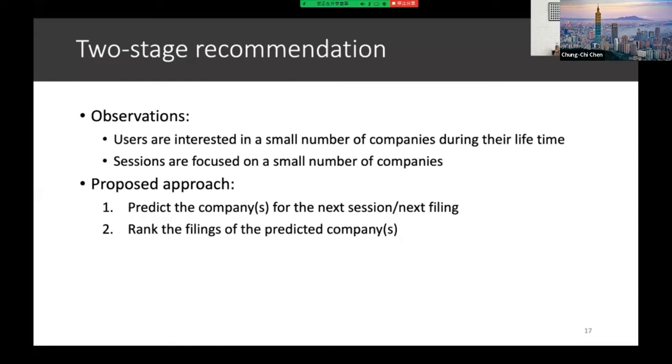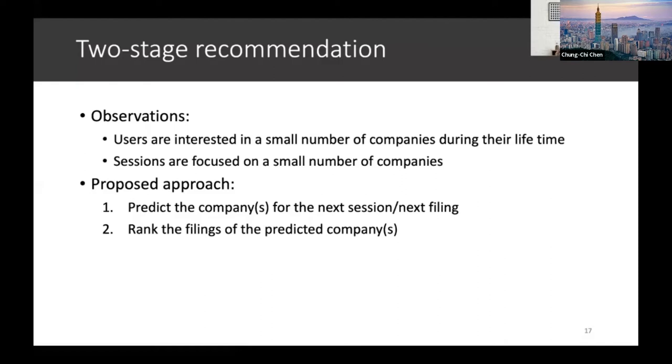And we provide some ideas for these recommendation tasks under a two-stage recommendation scheme. If we recall from our observations, the users themselves are only concerned with a small number of companies during their interactions with Edgar, and at the same time, the sessions are also focused on a small number of companies. So we propose that one can use these insights to build the recommendation systems in two stages.